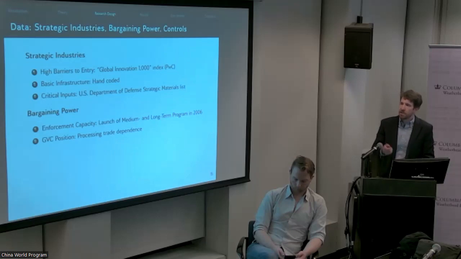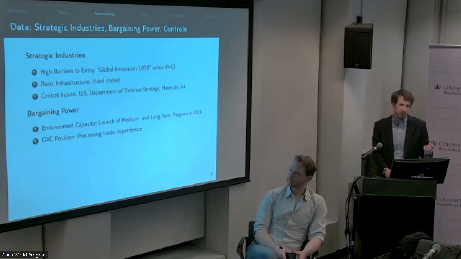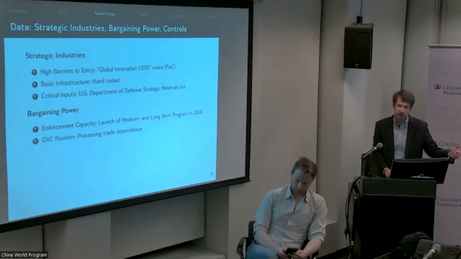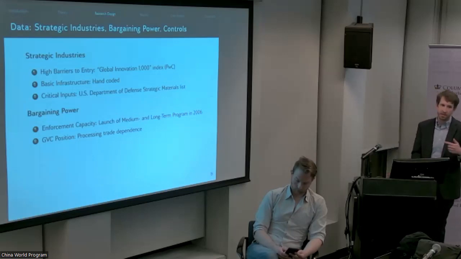And then to measure China's position in global value chains, I use a measure of the share of imports tied to export processing trade in a given industry-year. The idea being that the higher the share of imports that are tied to processing trade, the more intermediate China is to global value chains. The lower that share, the more of what China's importing is actually staying in China. So China is a market in those industries, as opposed to a temporary processing base to service customers elsewhere.